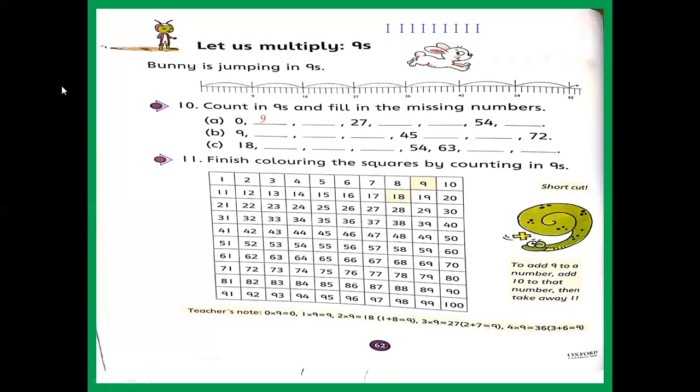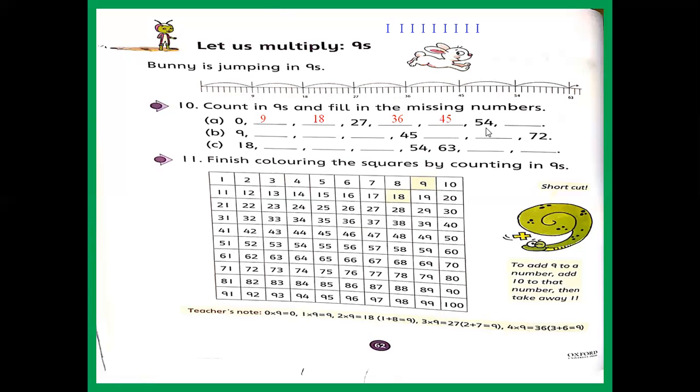10, 11, 12, 13, 14, 15, 16, 17, 18. So right here, 18. After 18, 19, 20, 21, 22, 23, 24, 25, 26, and 27. It is already written. After 27, write 28, 29, 30, 31, 32, 33, 34, 35, 36. So right here, 36. After 36, 37, 38, 39, 40, 41, 42, 43, 44, 45. So right here, 45. After 45, 46, 47, 48, 49, 50, 51, 52, 53, 54.